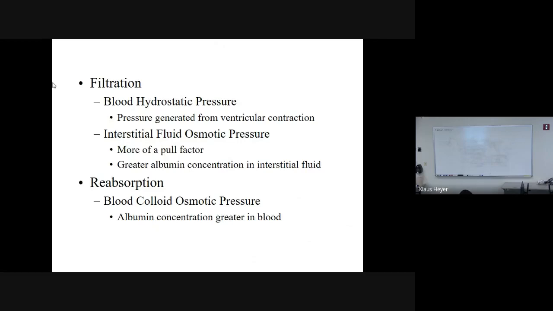Then interstitial fluid osmotic pressure. You don't have to put the exact words that I'm putting. Just explain it. Where there's more albumin, water is attracted. So if there's more albumin in the interstitial fluid, that's where the water wants to be. If there's more albumin in the blood, that's where the fluid wants to be. It wants to be wherever there's more albumin. So what are the pressures driving filtration and reabsorption?